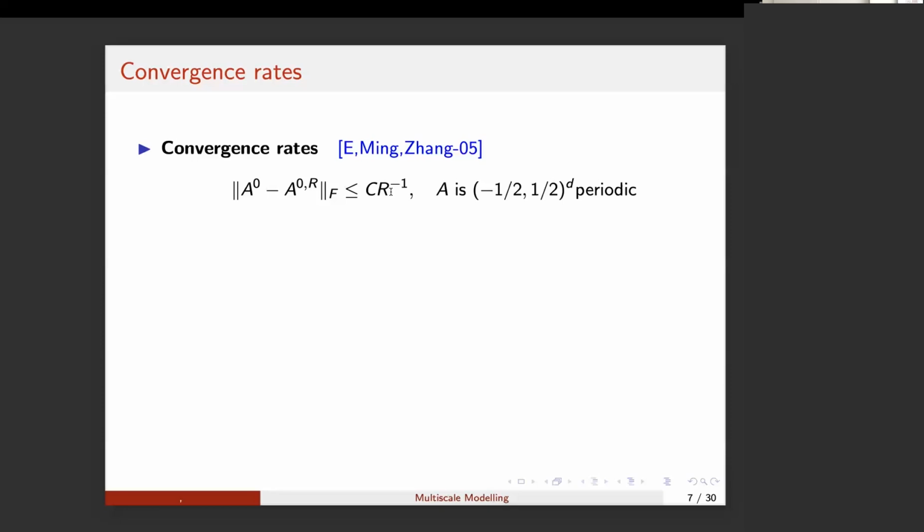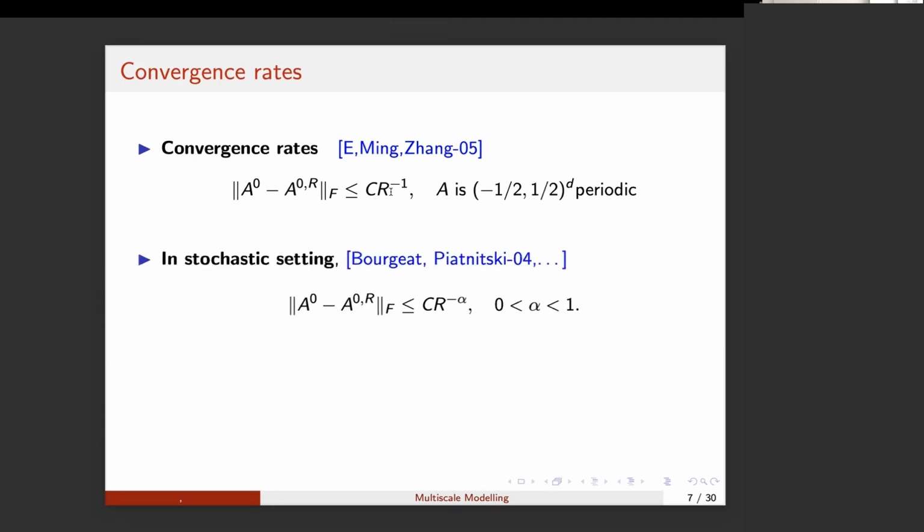And this is very problematic because, in applications or in computations, we cannot afford very large values for R. And this decay of the error is just first order in R, in 1 over R. And so therefore, we need very large values of R to obtain small errors. Okay? And this is computationally very infeasible. And similar results also exist in the stationary ergodic setting, where now the first order rate is replaced by some order between 0 and 1.